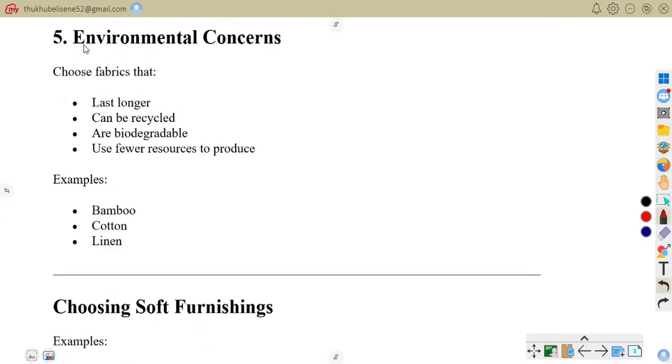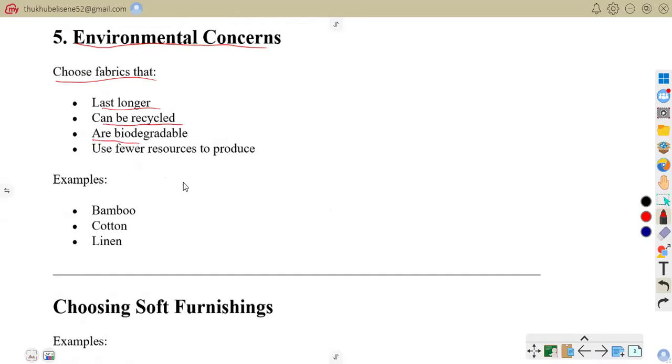As one of the factors that we are to look at, choose fabrics that last longer. Long-lasting fabrics reduce waste because they do not need frequent replacement. For example, a durable cotton school bag can be used for several years and can be recycled. Some fabrics can be reused to make new products. Old cotton clothing can be recycled into cleaning cloths and new textile.